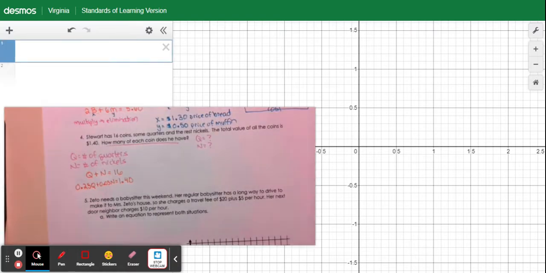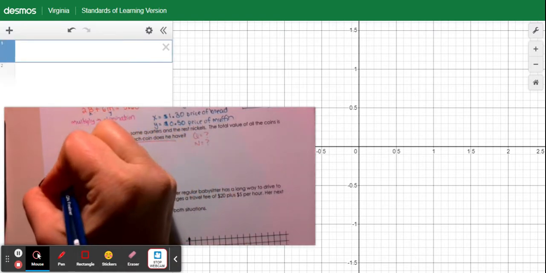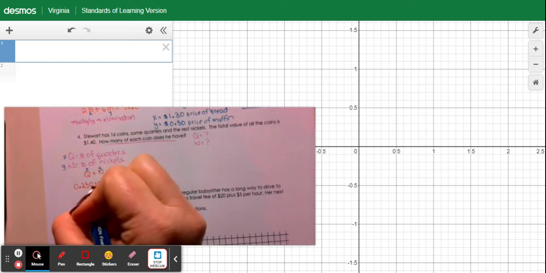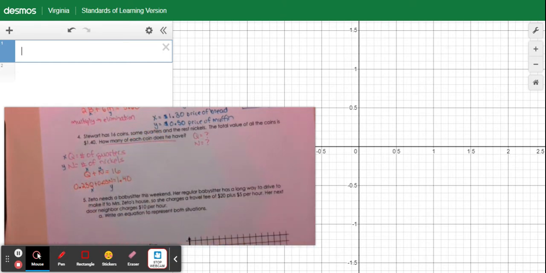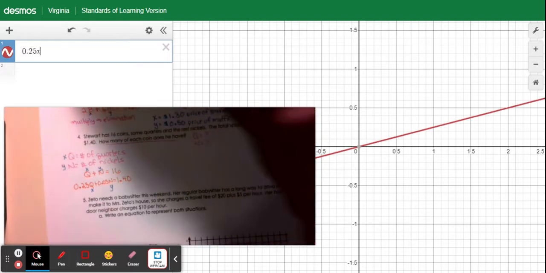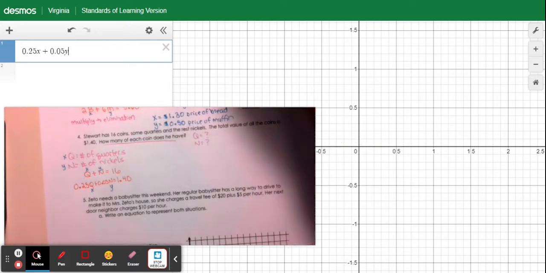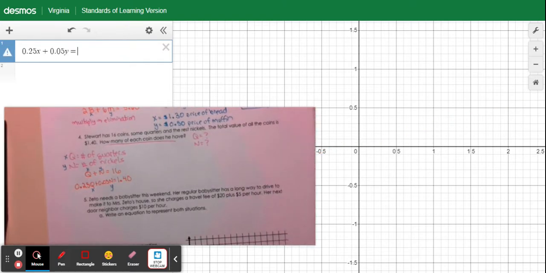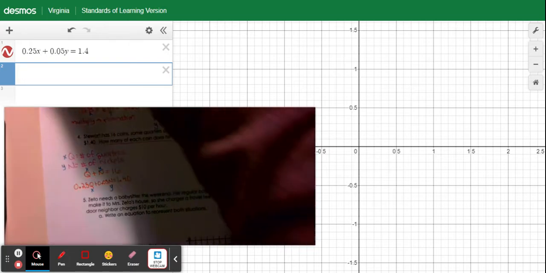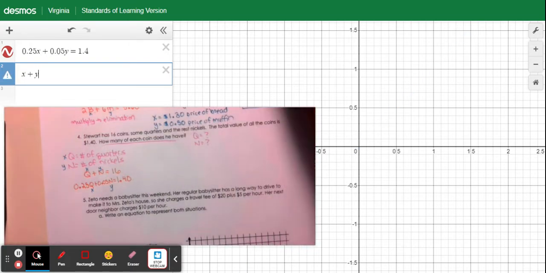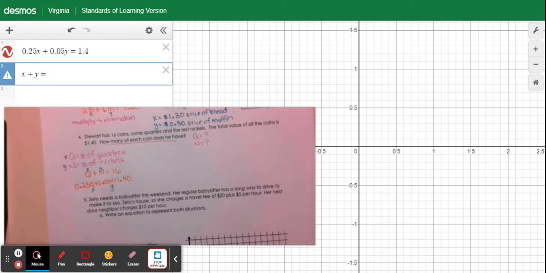And I need my x and y labeling here, just in case I forget. I've got 0.25x plus 0.05y equals $1.40. And then I have x plus y equaling 16.